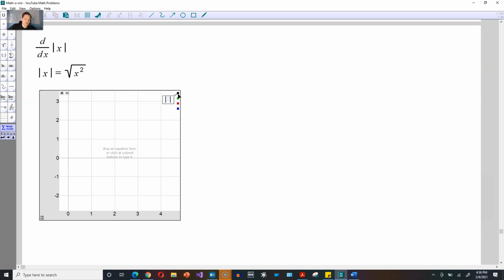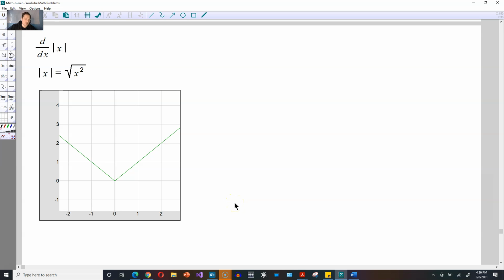Just graph the absolute value of x, and also graph, for example, in a different color, say the square root of x squared, and look carefully. When I graph the two, do you see how they overlap perfectly everywhere? You cannot tell them apart, in other words. So that means when you differentiate, you can replace the absolute value of x with just the square root of x squared this way.